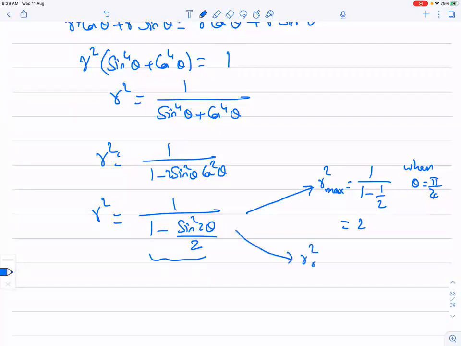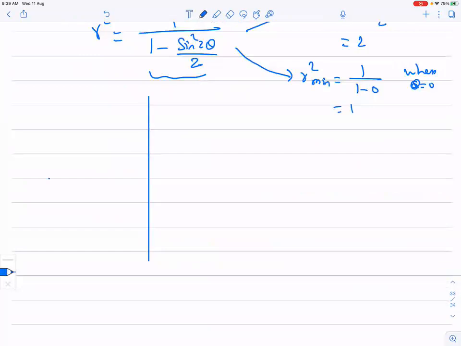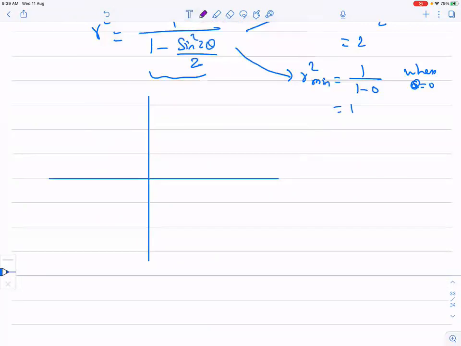r square minimum will be what? 1 by 1 minus 0, when theta is either 0 or there are many values which will give that. Correct? So its value is 1. So if I try to plot the graph, at 0 degrees, at 90 degrees also the same thing. At theta equal to 90 degrees, it is at 1. In between, the r square value will go to 2, that means r is root 2. Below also it is the same thing.